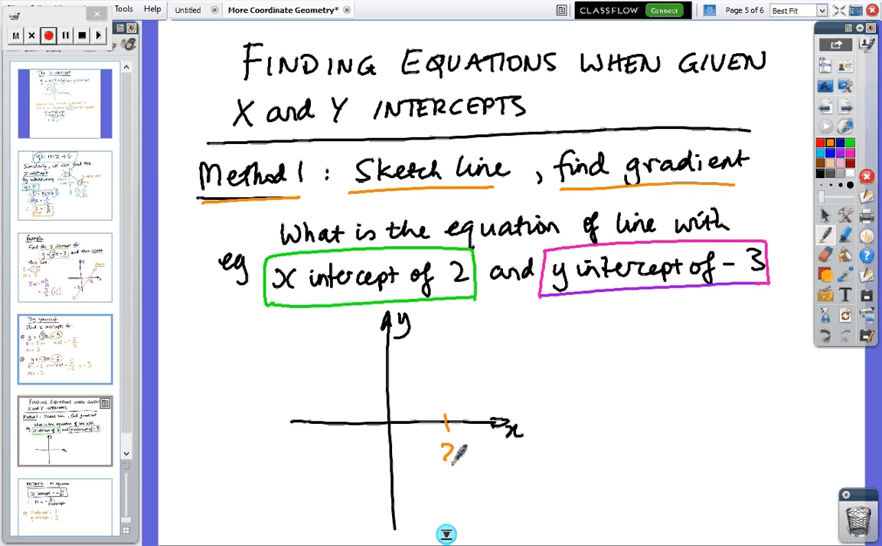So what's the equation of a line with an x-intercept of 2 and a y-intercept of -3? I've just marked in those points, so the line looks like that.